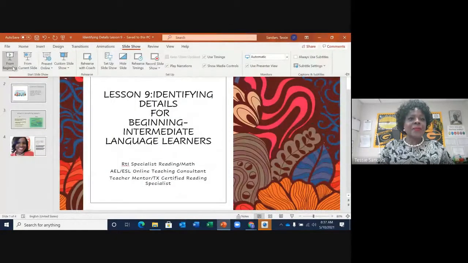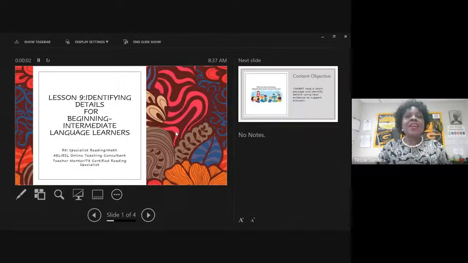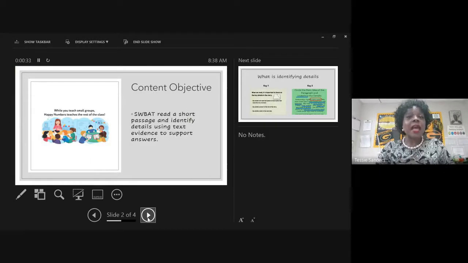And today is lesson 9 of identifying details. This lesson will be for our beginning to intermediate language learners. Again, we're going to take a look at a very short story. This lesson can be for beginning language learners from kindergarten through 12th grade, or at the adult education literacy level for adult ESL. Our content objective in today's lesson is for students to be able to take a short reading passage and use text evidence to locate key details.